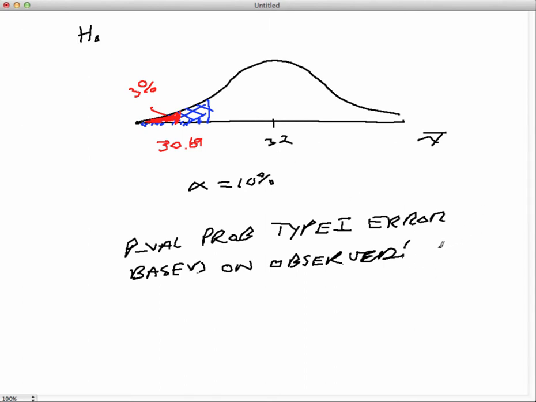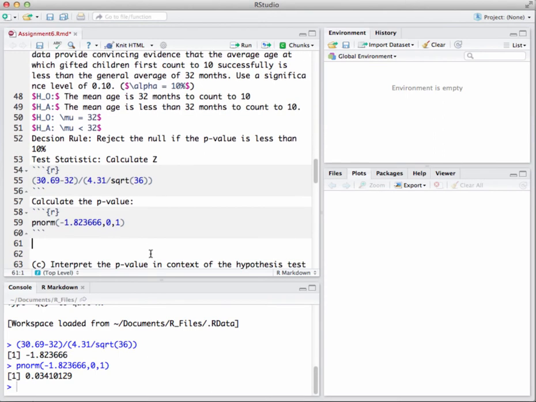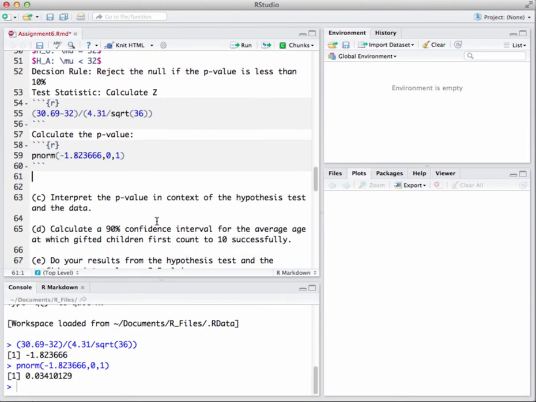All right, let's go back and finish up this problem. This is getting a little bit long here, so let's get back to RStudio and type up the remaining part. We have calculated all the information that we need, and it says interpret the p-value in context of the hypothesis test. Before we go on, let's make our decision here.